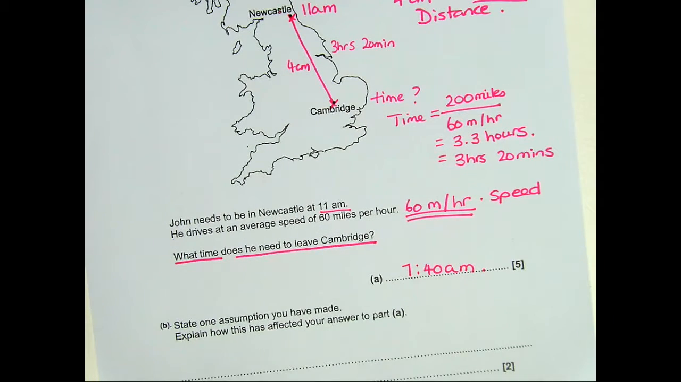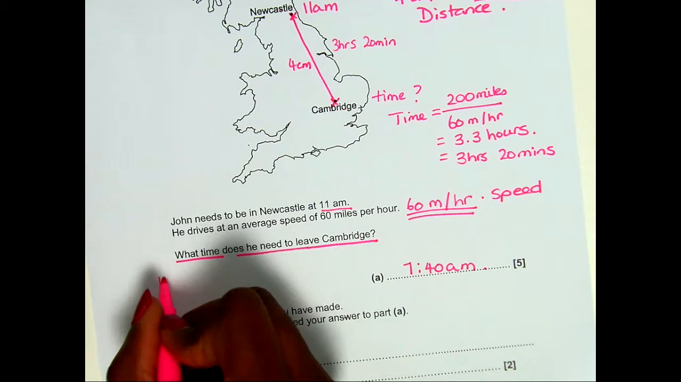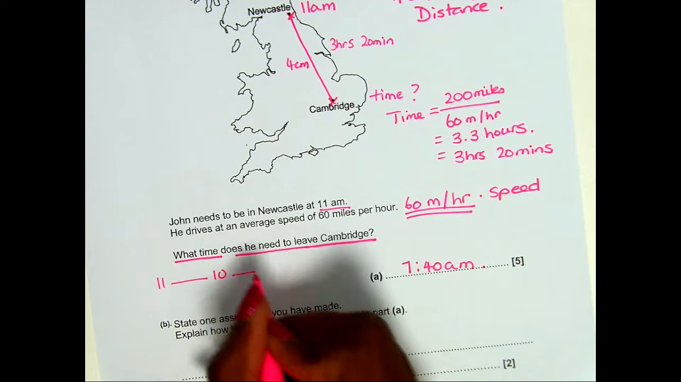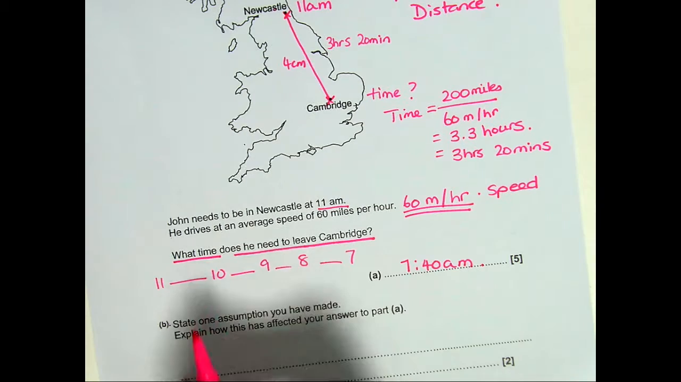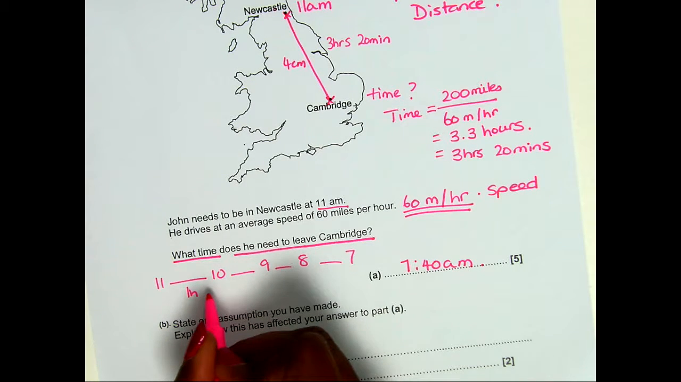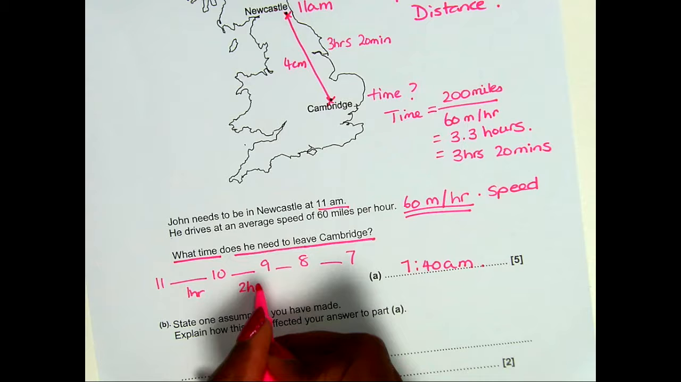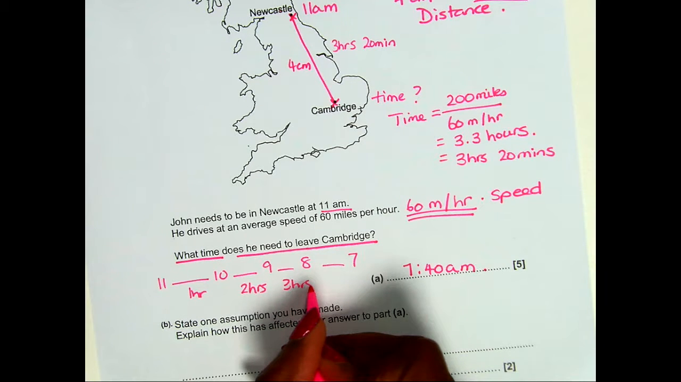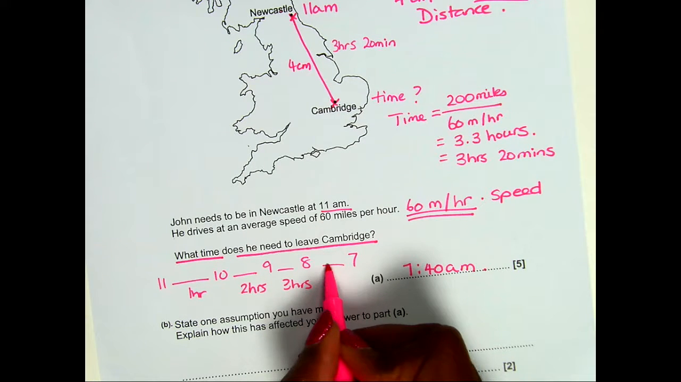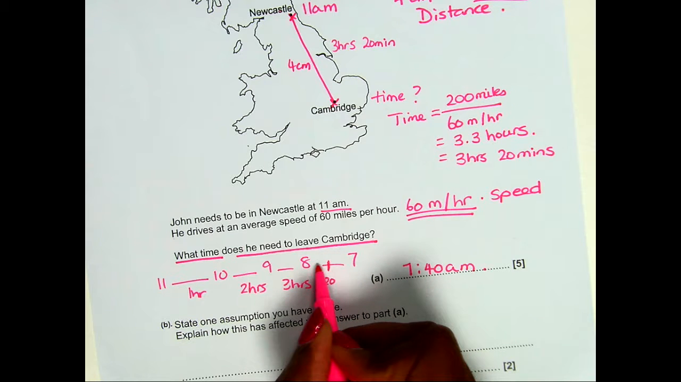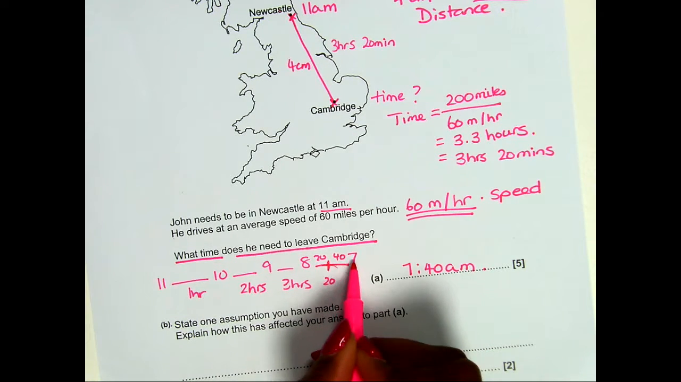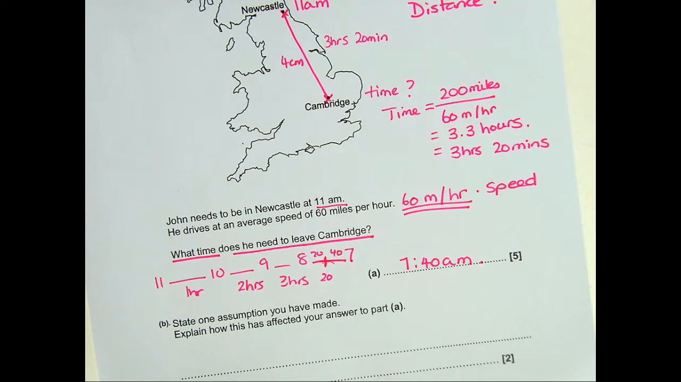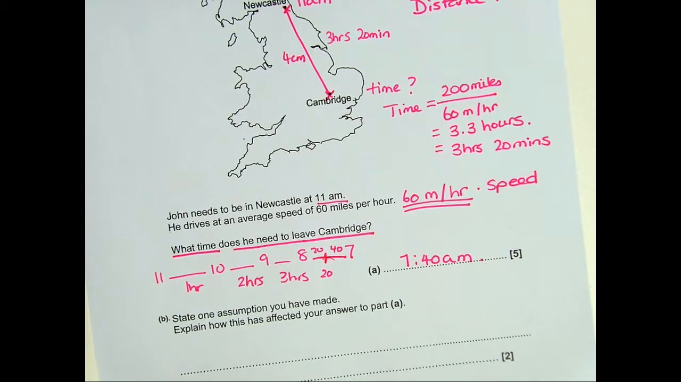Okay, now if you struggle a bit to work that out, you can put 11 a.m. to 10 a.m. to 9 a.m. to 8 to 7 and just say 1 hour, 2 hours, 3 hours, and then you have 20 minutes. So 20 minutes means that it's going to be 20 minutes on this side, so 40 minutes on that side, and therefore it's going to be 7:40. And hopefully that is able to help you.